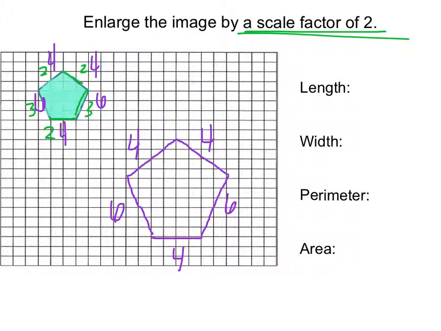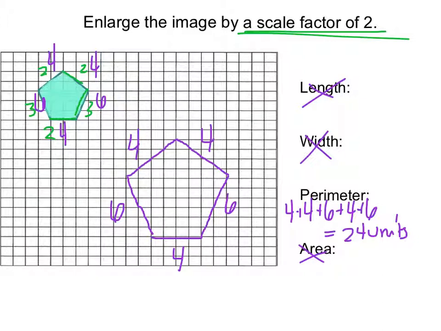As long as you have your sides labeled, length and width do not really apply. We can find our perimeter by adding everything together. We'll have 4 plus 4 plus 6 plus 4 plus 6, which gives us a grand total of 24 units. And we're not going to worry about area. Just note that we will have to find area for triangles and rectangles, since those are the two main shapes that we'll be working with this unit.